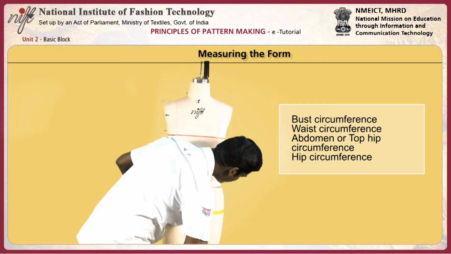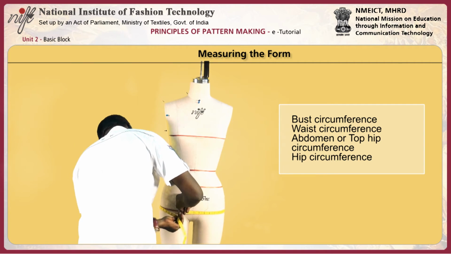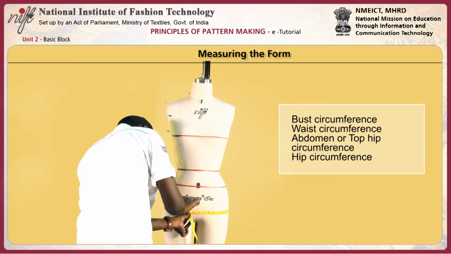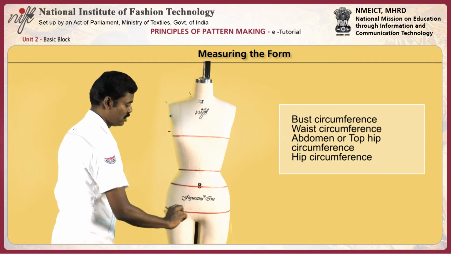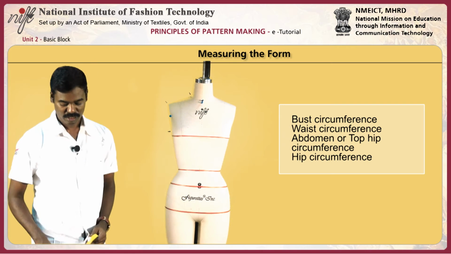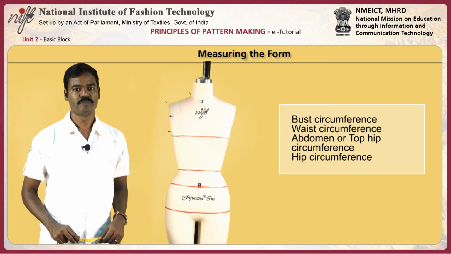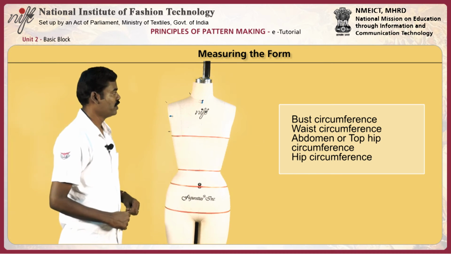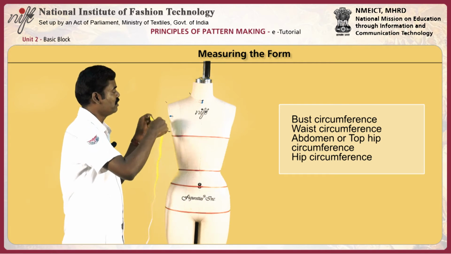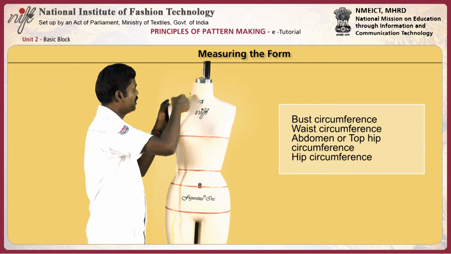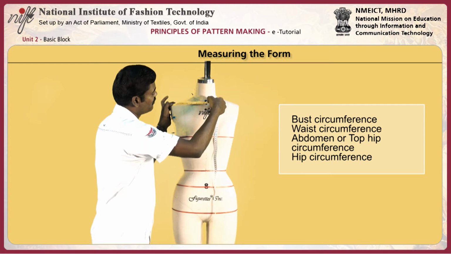place the tape on hip level, and record the measurement. Once you finish circumference measurements, then go for horizontal measurements. Across shoulder, you can measure front and back. Front across shoulder, measure from shoulder tip to center front neck.